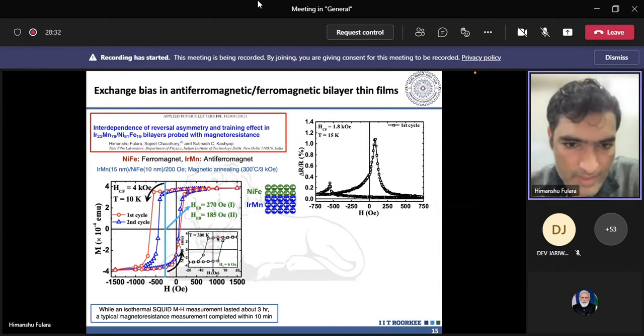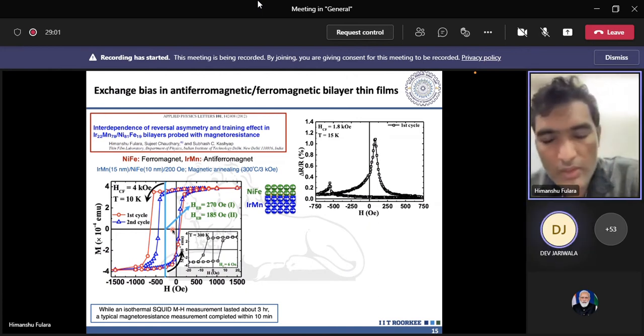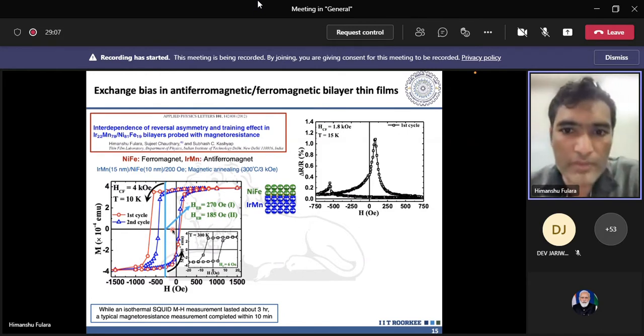This is the hysteresis loop measured for this structure, which is iridium manganese 15 nanometer, nickel iron 10 nanometer. This is measured at 300 Kelvin. It has a coercivity of about 6 Oersted. But when the same structure was cooled down to 10 Kelvin and measured again, I have not written the coercivity values here, but you can see by eye that the coercivity increases significantly. So low temperature helps you to increase the response, but from the technological point of view it is not needed, right? Because all your devices will operate at room temperature.